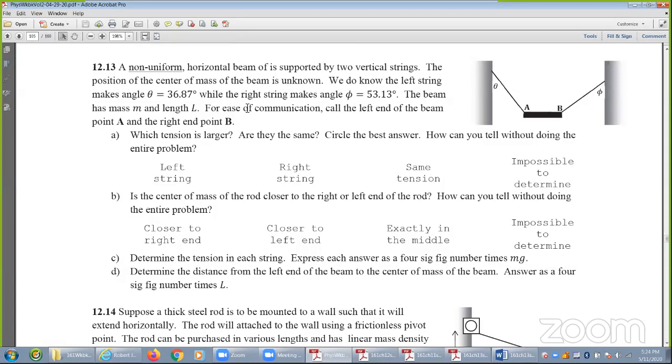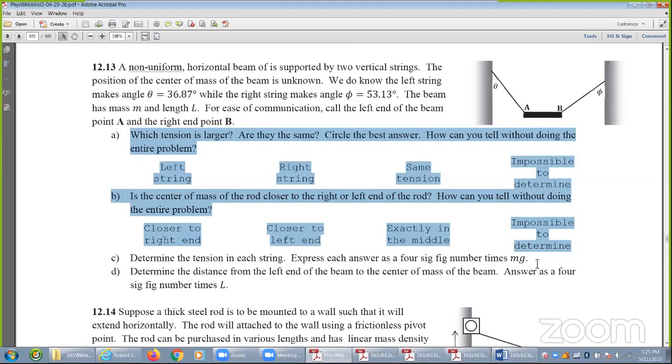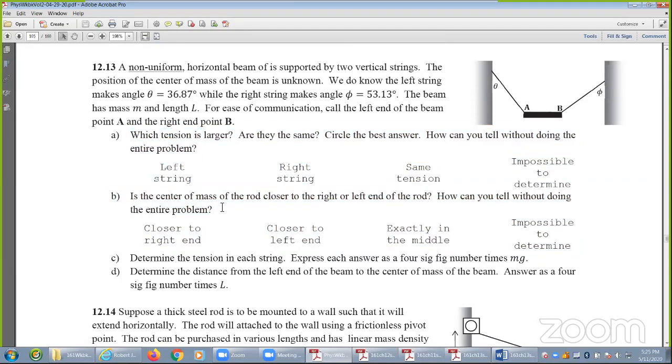Non-uniform horizontal beam. Position of the center of mass is unknown. We do know the left string makes this angle, while the right string makes that angle. And then call the left end of the beam. All right, so let's see. I'm going to give you a minute for parts A and B. I don't know if you want to do part A or B first. I can't remember which one is easier to do first. I just dumped them both in here. Okay, I'm going to pause for a sec.